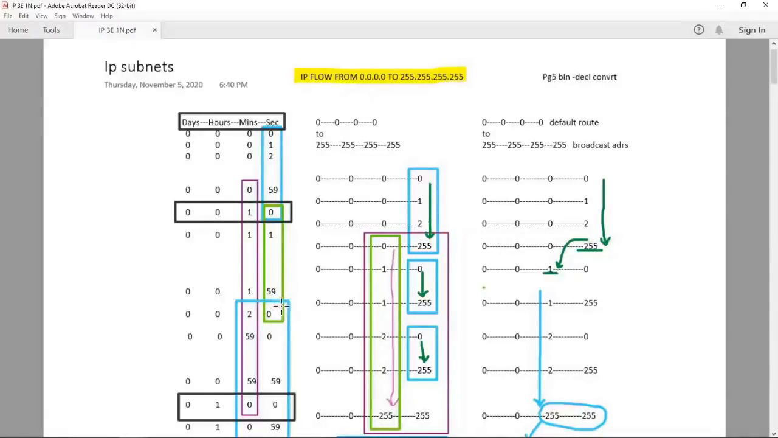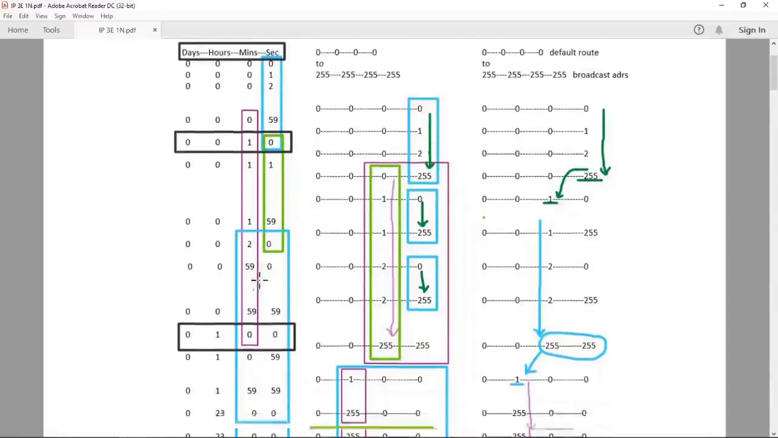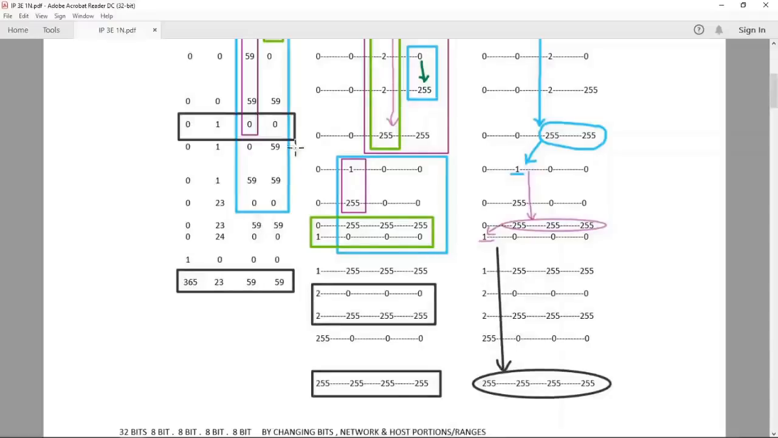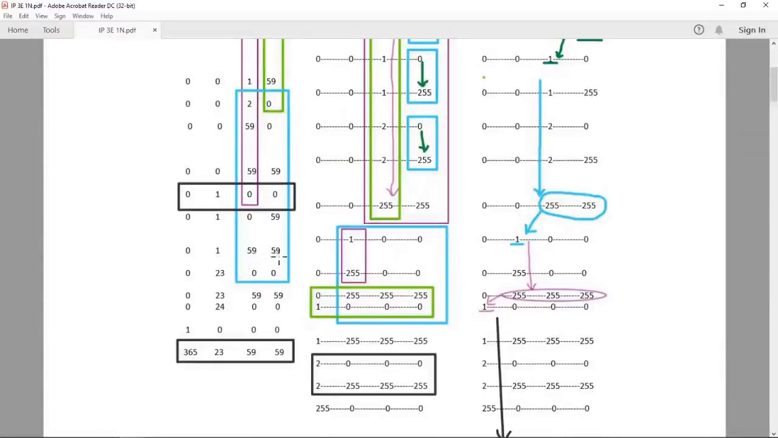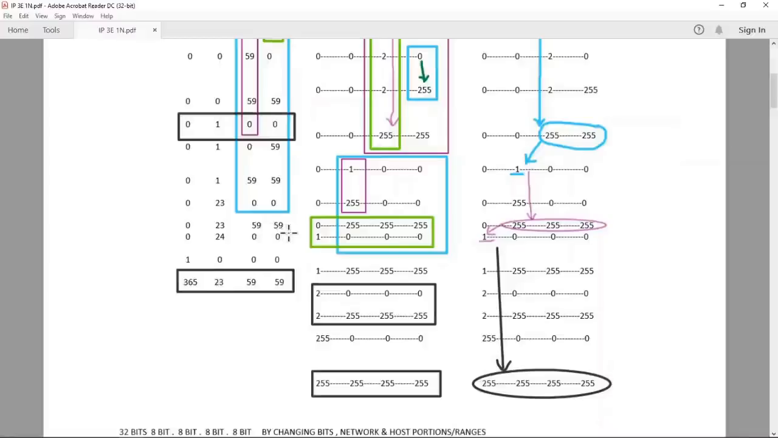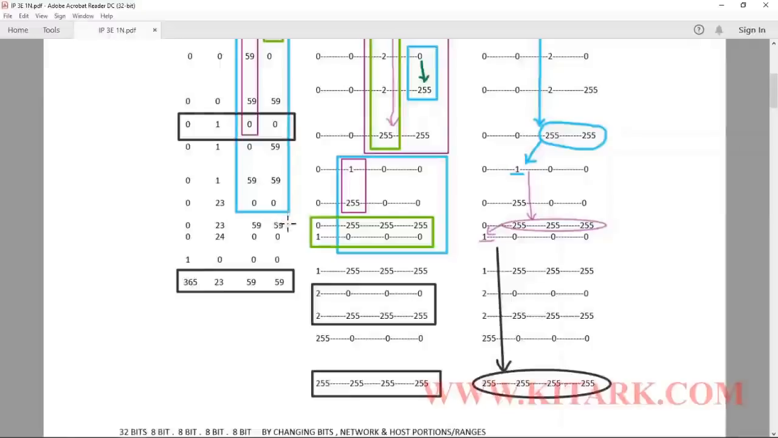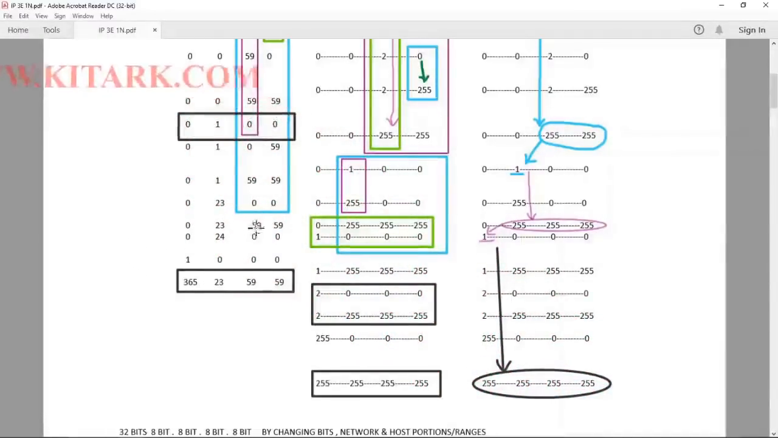Then again the process repeats and the minutes column will reach up to 59, and the seconds column will still go from 0 to 59. After both the minutes column and the seconds column become 59, the hours column will turn into 1 and the minutes and seconds columns will remain at 0, right?